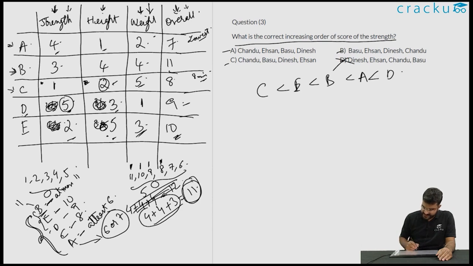Dinesh did not get the least, so that is wrong. Basu also did not get less than Chandu, so this is also wrong. Chandu less than Basu, less than Dinesh, but Dinesh did not get less than Ehsan, so this is also wrong. Option A is correct because Chandu got less than Ehsan, Ehsan got less than Basu, and Basu got less than Dinesh. So the correct option is option A.